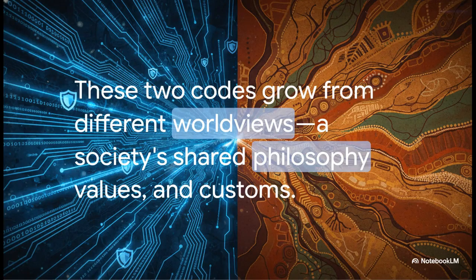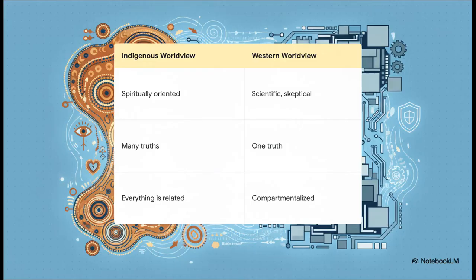So what we have are these two really powerful codes for storing information. One is digital, and the other is based in the land. And as you can probably guess, they each come from completely different ways of understanding the world and our role in it. This table really helps to show some of those key differences. An indigenous worldview is often centered on a deep spiritual connection to everything. It sees the world as completely interrelated, and it accepts that there can be many different truths. On the other hand, a more Western worldview tends to be more scientific, often searching for one single provable truth, and it likes to organize knowledge into separate categories or boxes.